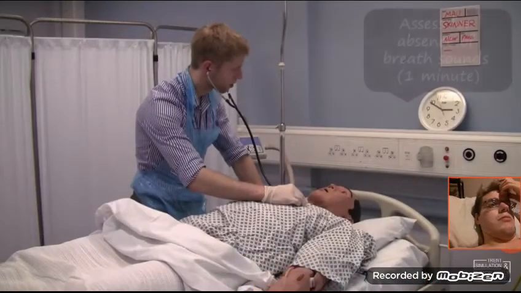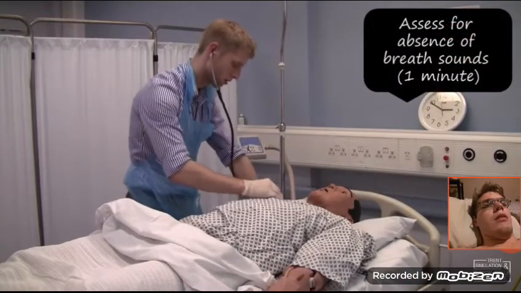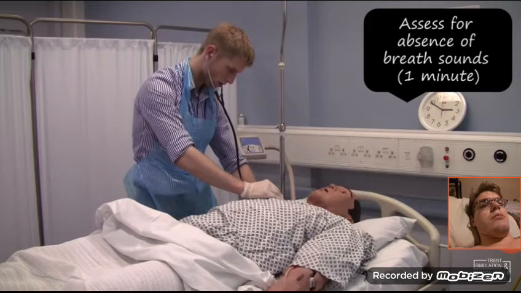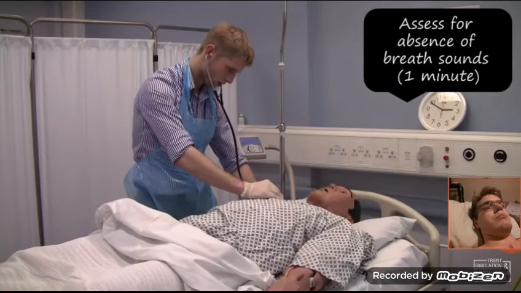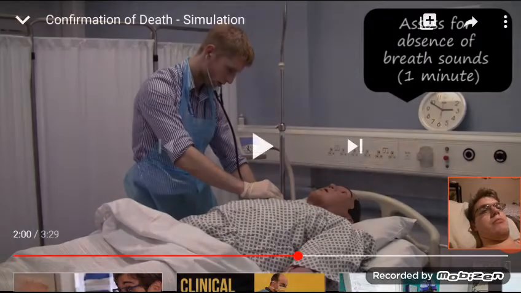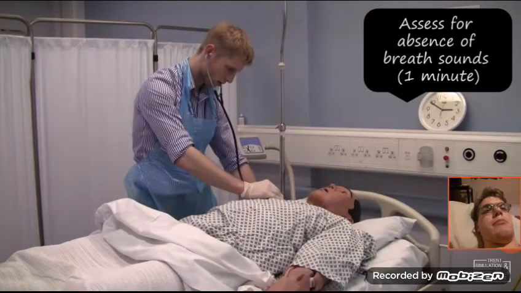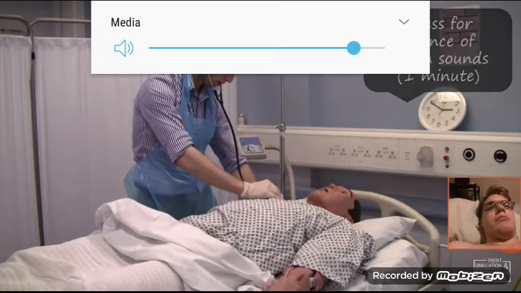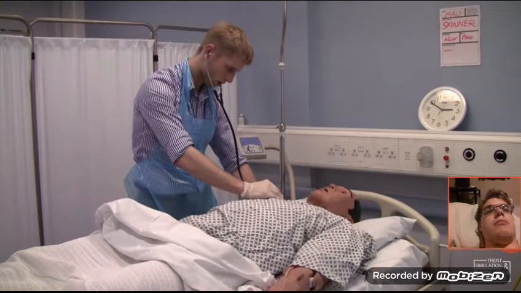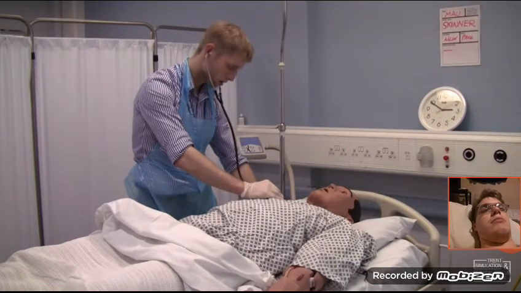Then assess for respiratory effort and sounds by listening to both sides of the chest for 30 seconds each. Breath sounds are when you're breathing and we can hear the person breathing using your stethoscope. Do bear in mind you might still hear gastrointestinal sounds. Don't confuse these for respiratory sounds.